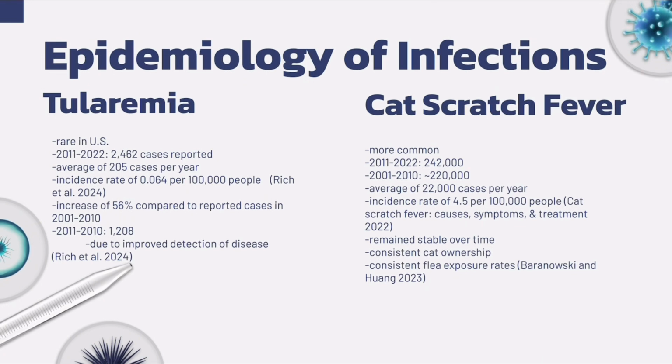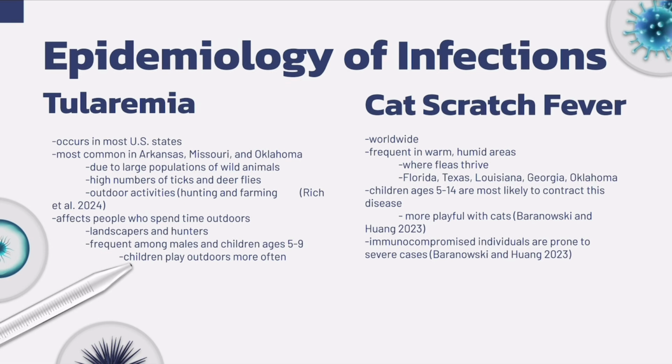Cat scratch fever, on the other hand, is more common with about 4.5 cases per every 100,000 people in the United States. The exact number of cases can't be found, but the estimated cases in 2011 to 2022 is 242,000, and 2001 to 2010 is 220,000, averaging at 22,000 cases per year. This disease has remained relatively stable over time, showing consistent cat ownership and flea exposure rates.